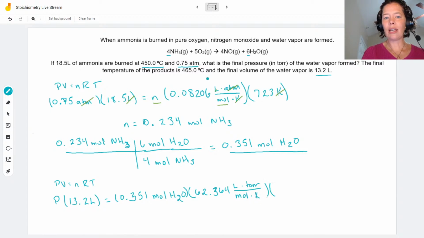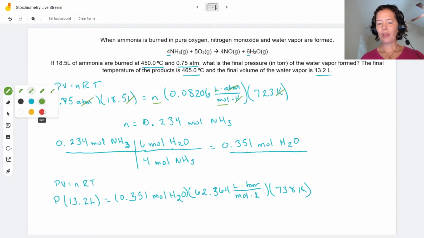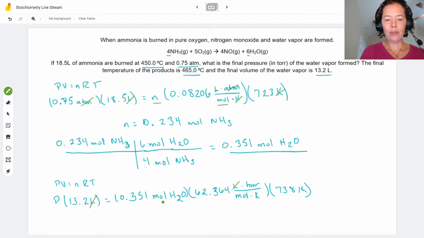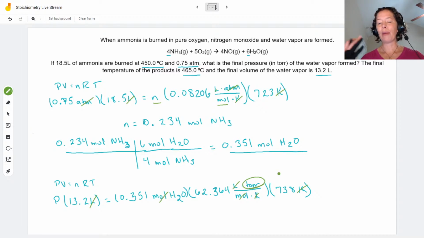And finally, again, don't forget, you must convert that Celsius into Kelvin. That is a very, very common mistake that I see students make. So here we are in Kelvin. Before we run through this calculation, I just want to make sure that all of my units cancel and I am getting the unit that I expect to get. So liters are out, mole is out, Kelvin is out. And this is going to give me my pressure in torr, which is exactly what the problem asked me for.